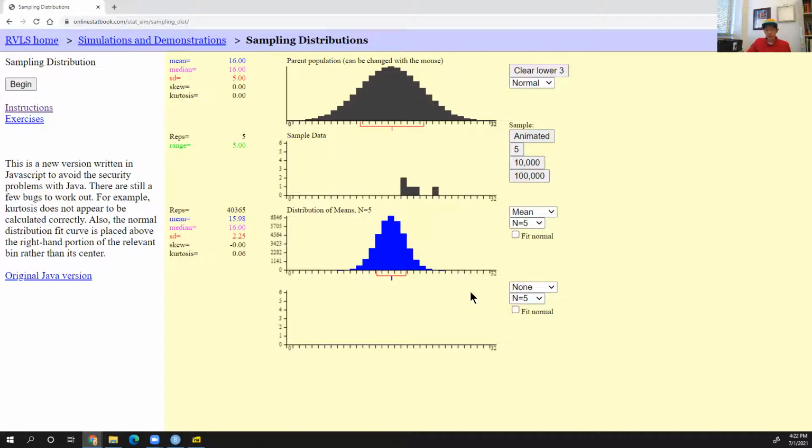Okay, what would happen if I take a larger sample? So let's say I take samples of size 16.